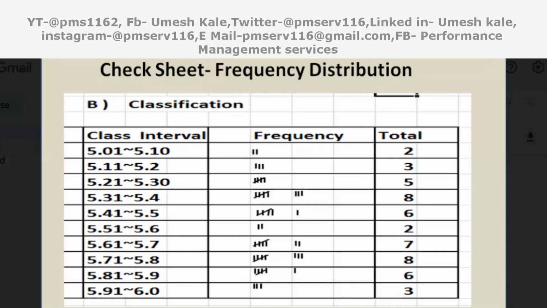So when calculating, if you have more observations, you will be able to count them easily. In the frequency column we have plotted the lines in this way. In the next column we have added the total, meaning how many observations there are in each class interval. In class interval 5.01 to 5.1 there are 2 observations, in 5.11 to 5.2 there are 3 observations, and in 5.21 to 5.3 there are 5 observations. In this way we calculate the total observations.